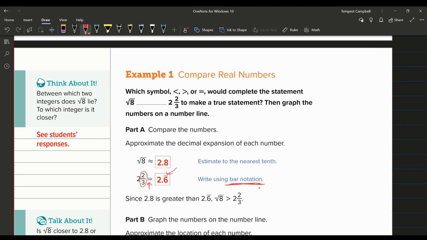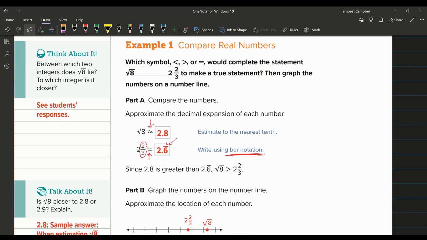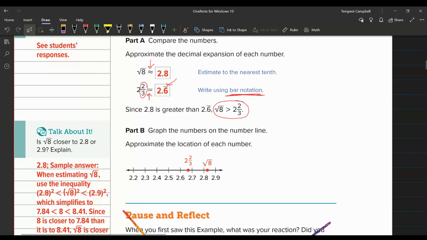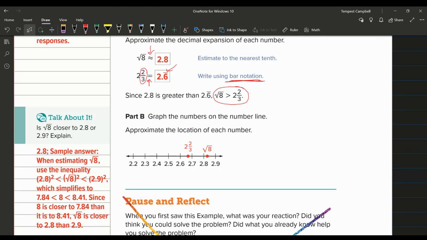Notice how we found an equivalent versus an approximation. So now we know that 2.8 is greater than 2.6 repeating. So we know that the square root of 8 is greater than 2 and 2/3. When we graph it on a number line, we're going to graph it where we have 2 and 2/3 between 2.6 and 2.7. And then we have 2.8 and 2.9, and that's where we're going to graph our square root of 8.